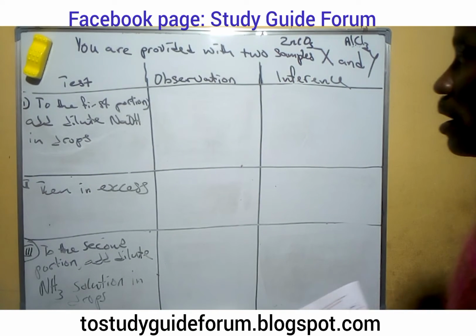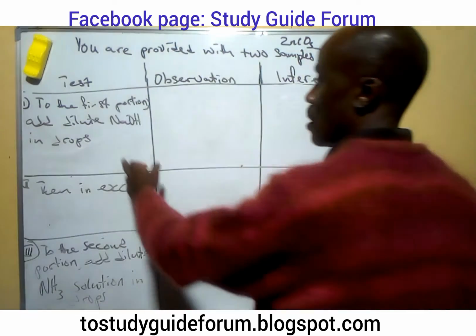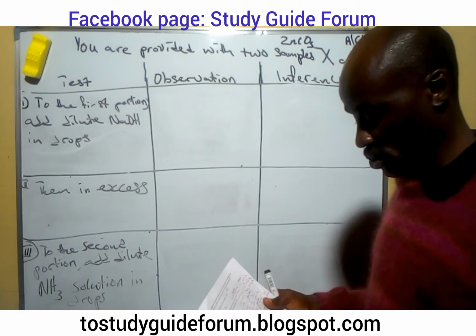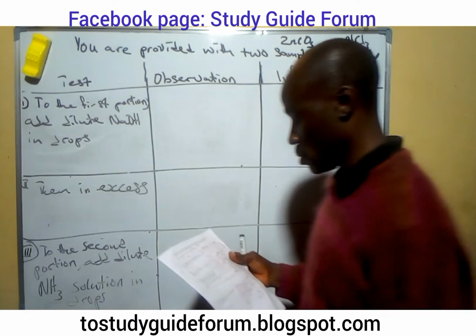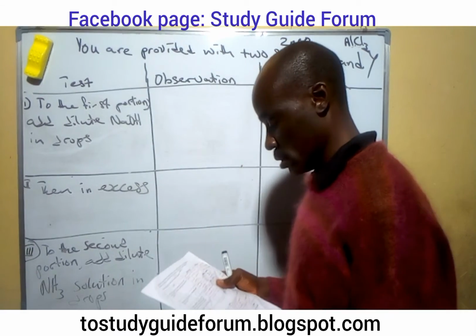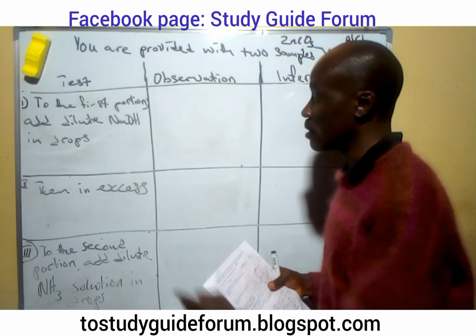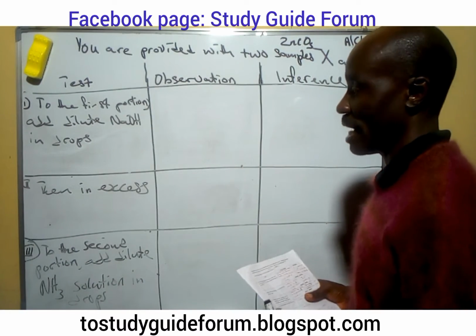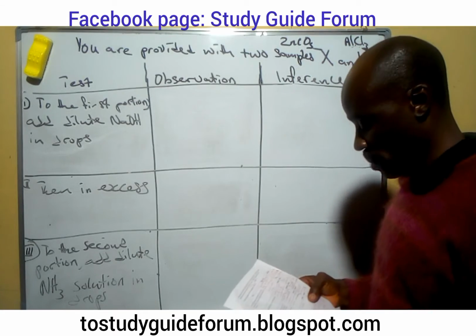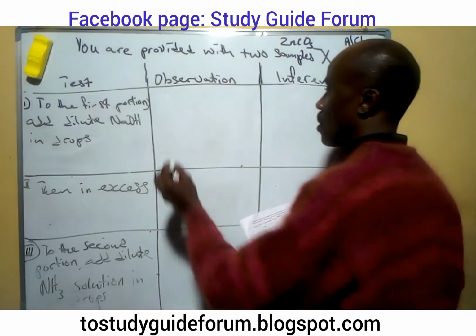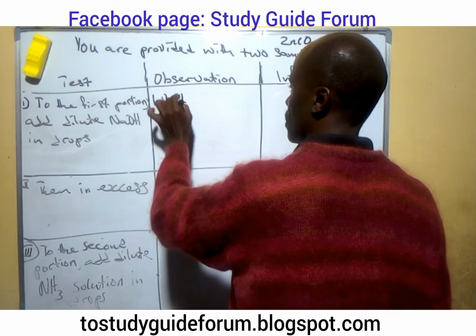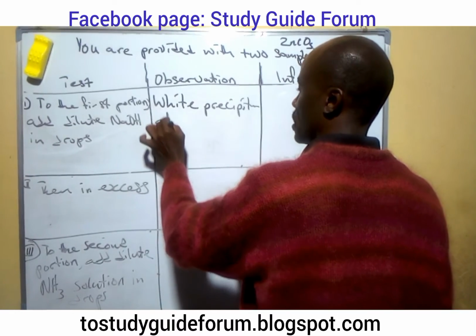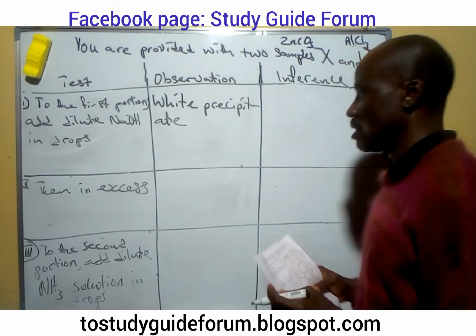So in the first portion, because we have already divided into two portions according to the question, the next thing we do is to add dilute sodium hydroxide in drops to the first portion. When you add sodium hydroxide in drops, you will notice a white precipitate.